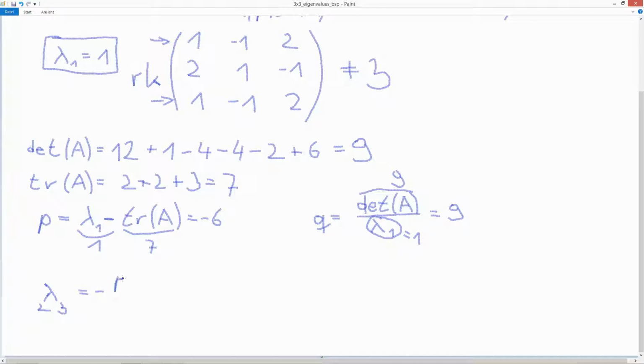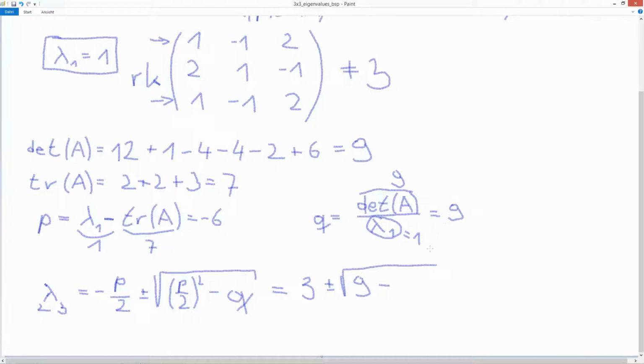minus P half plus minus the square root of this number here squared minus q. By inserting p and q, we now get minus 6 half. With a minus sign here, we get 3 plus minus the square root of this number here squared, 9 minus q, which is 9 too.